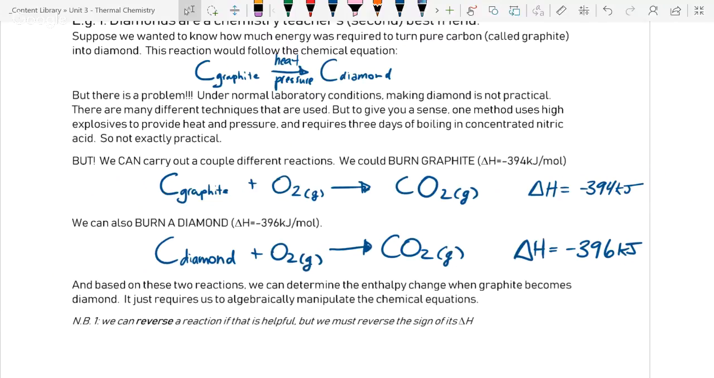It is telling us that the amount of atoms and energy in carbon and oxygen is the same as the amount of matter and energy in carbon dioxide and an extra 394 kilojoules of energy that gets released. This is equal to that.